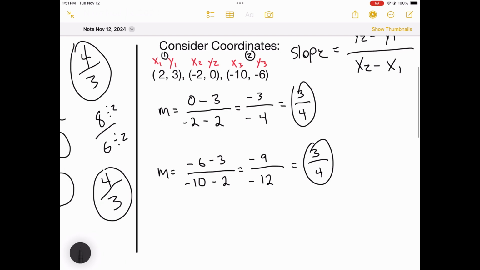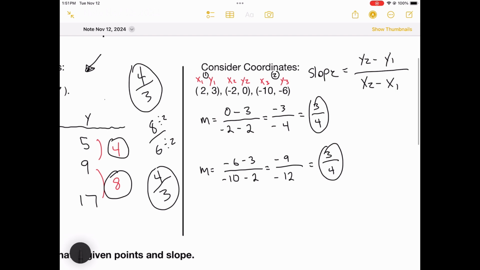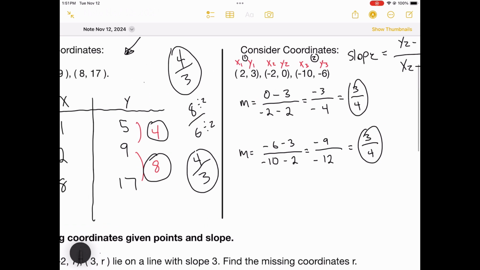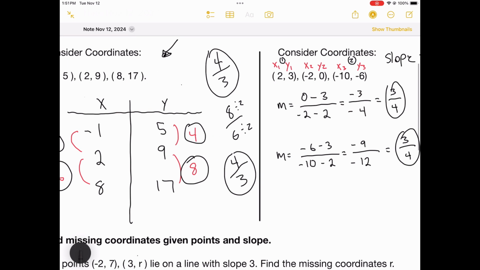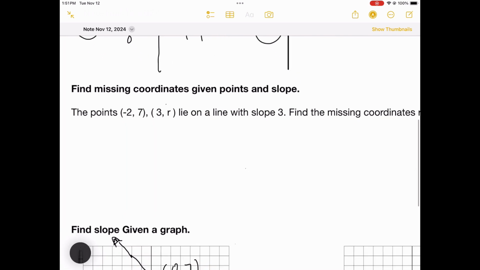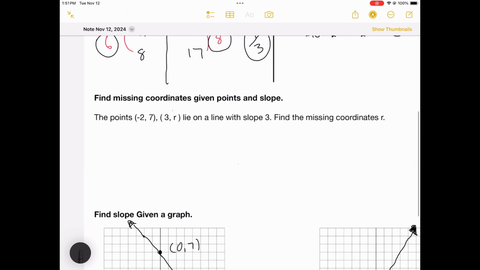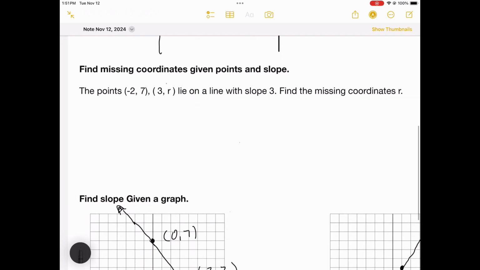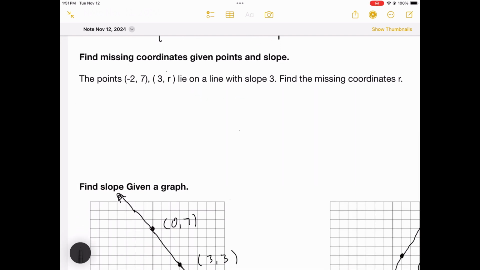The formula is important because it's a little bit more compact, a little bit more handy to use than putting the table up all the time, although the table is probably easier to use. But the reason you need this formula too is this next kind of problem. You need to write this down because it is in your assignment and it can be a little tricky, and it's pretty hard to figure out using a table, but using this formula for slope, it's actually pretty easy. What this is asking me is to find missing coordinates given points and slope. So it's going to give me a point.